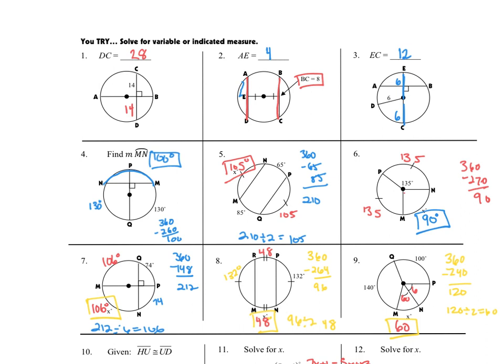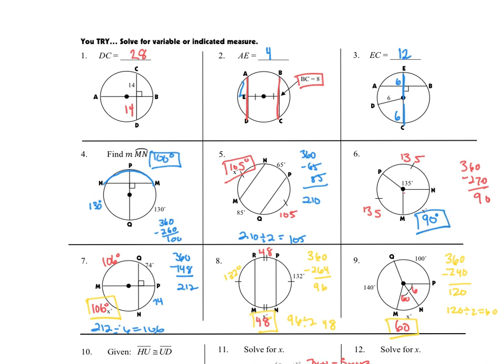In number 6, if this is 135, then this must be 135. I'm going to take 360 and subtract out 270. That's my 135 times 2. And that's going to give me 90, and that's going to be what this is.